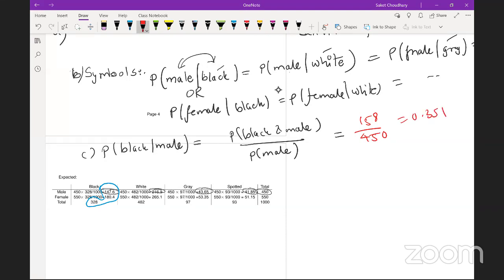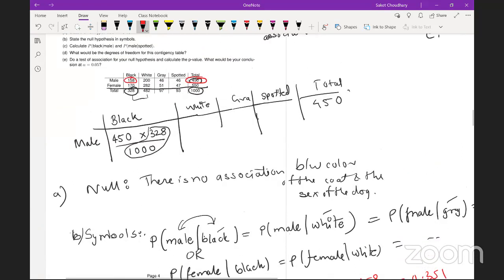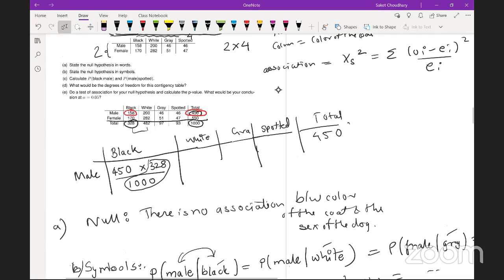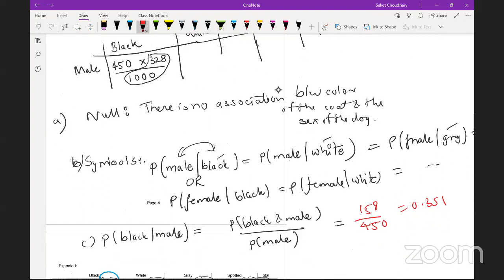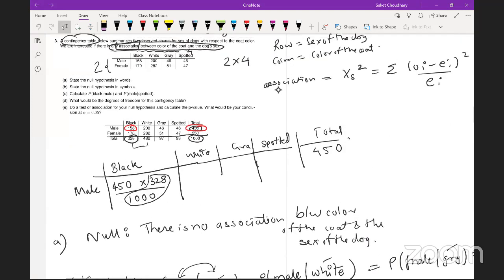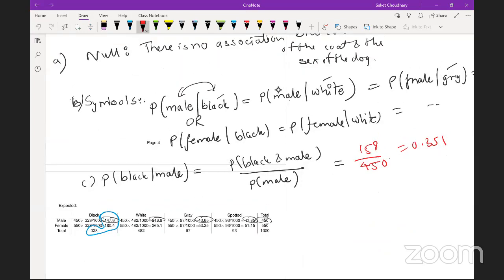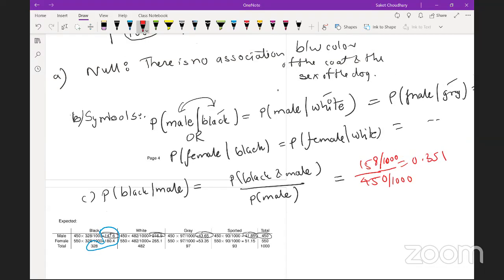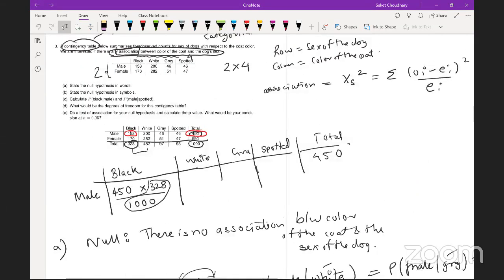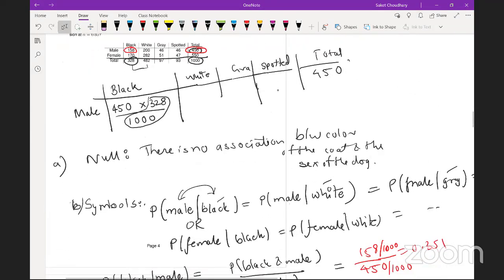Okay, so make sure you understand how we reached here. That's something that you should understand. So this formula we know by now, right? The probability that you're black given you're male is the probability that you're black and male divided by the probability that you're male. The probability that the dog is male is the total number of males, so if you want to be more explicit, you can write it in this form. This is actually the probability, right? But the 1000 term gets cancelled. Okay, everyone understands this part?